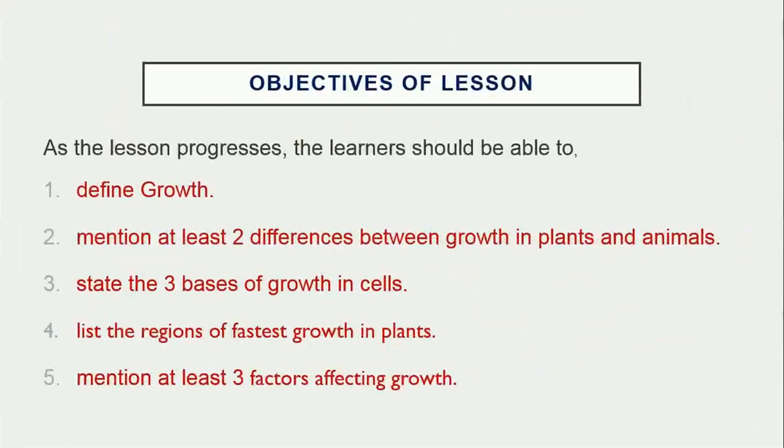Objectives of lesson. As the lesson progresses, the learners should be able to: 1. Define growth. 2. Mention at least two differences between growth in plants and growth in animals. 3. State the three bases of growth in cells. 4. List the regions of fastest growth in plants. And 5. Mention at least three factors that can affect growth.